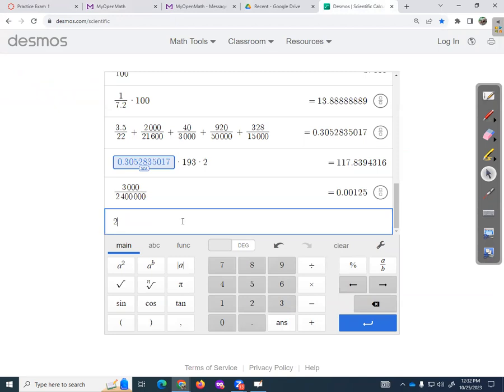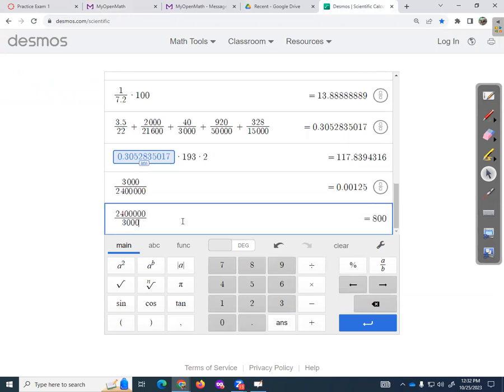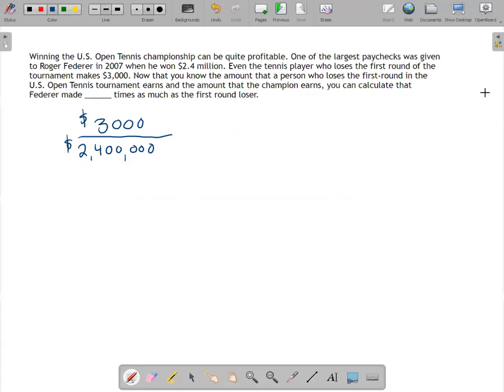Flip it. 2, 4, 1, 2, 1, 2, 3 divided by 3, 1, 2, 3. He made 800 times more. That makes more sense. All right, back to my notes. How did you know that you went back? Because Federer made more, so it should be a big number times more, right? He didn't make less. Federer made how many times more?